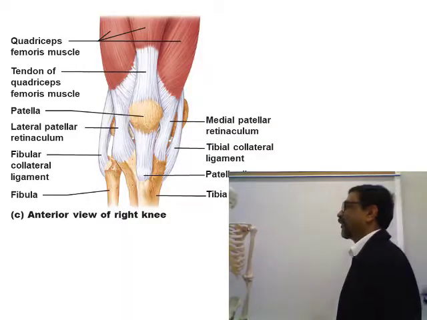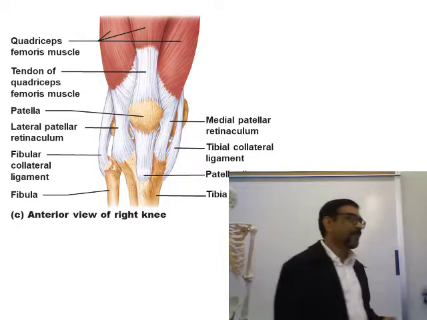Around the knee joint, you have a number of ligaments. Cruciate ligaments are inside, right? You see here, inside the joint, anterior and posterior cruciates. But outside of the joint, you have a number of ligaments.